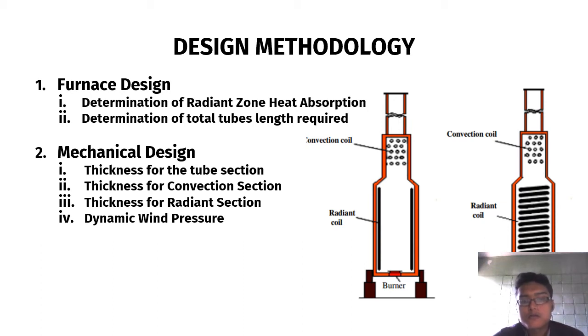For the mechanical design, we will determine the thickness for all the sections, which is the tube section, the convection section, and also the radiant section. And then we will also determine the dynamic wind pressure in order to look at how the wind affected the furnace.